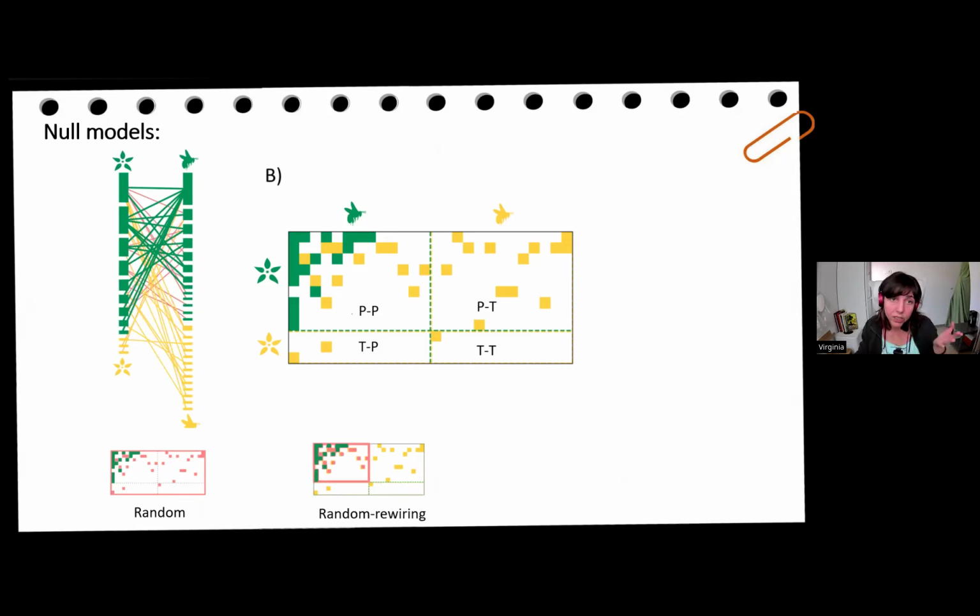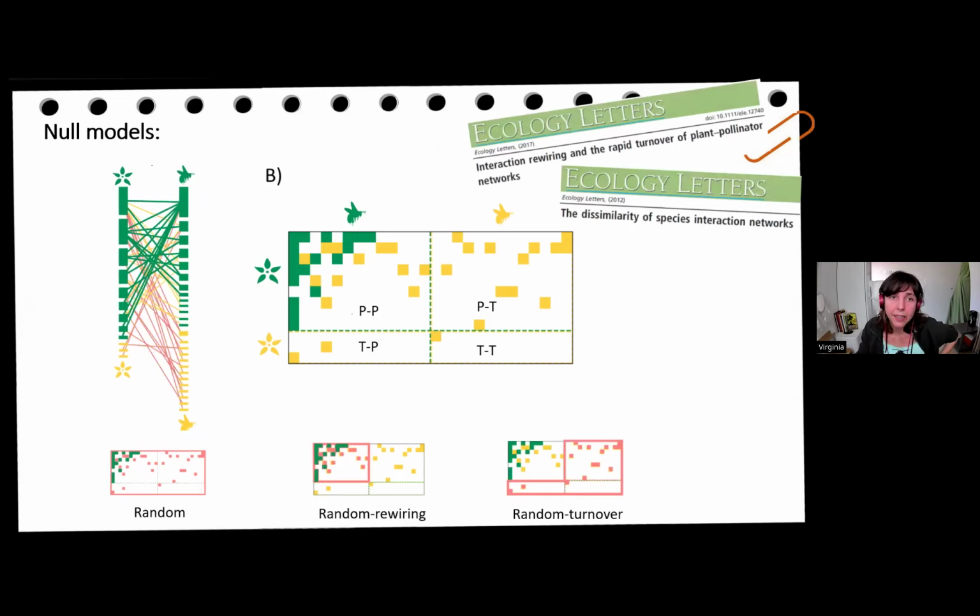In order to see the role of the permanent and transient species separately, we devised 2 other null models. In the second one, which we named random rewiring, we reshuffle the transient interactions among the permanent species, those that are marked in red. And in the third null model, which we named random turnover, we reshuffle the transient interactions that come from the transient species. In this way, we are able to distinguish the effect of interaction turnover caused by rewiring or by species turnover, following the philosophy of these previous studies.